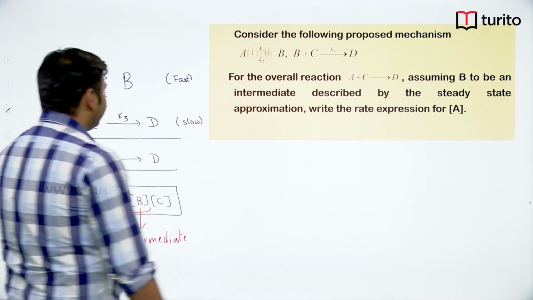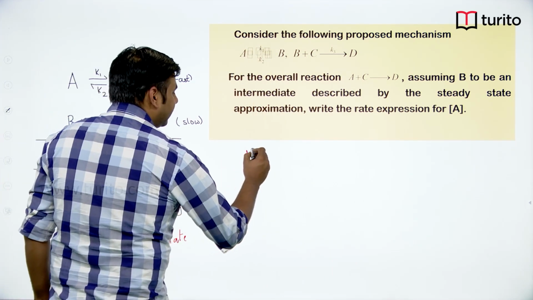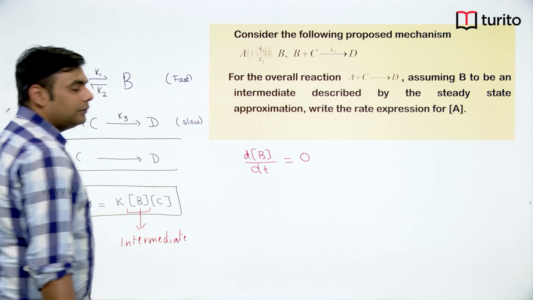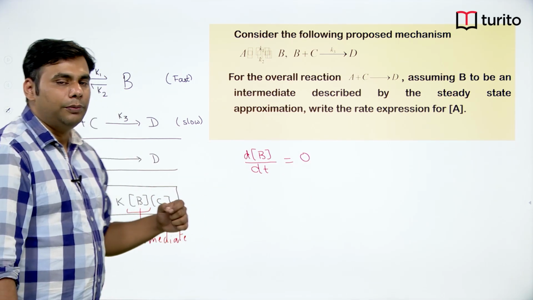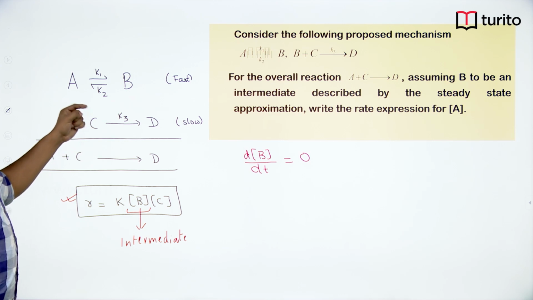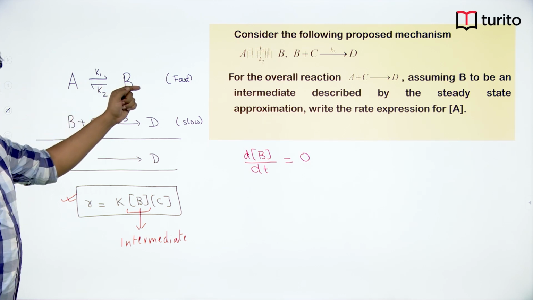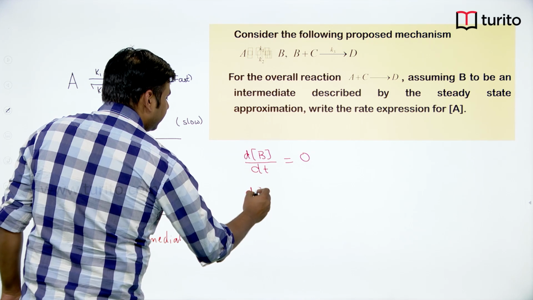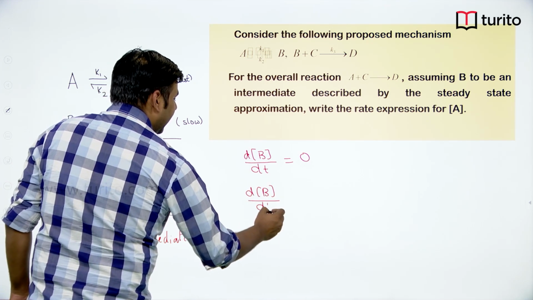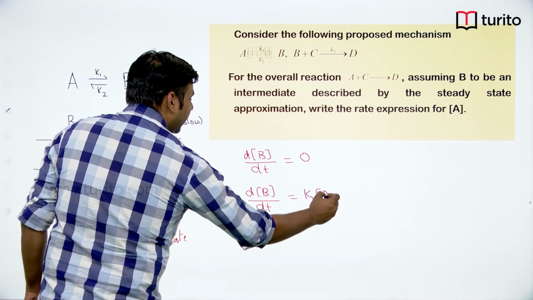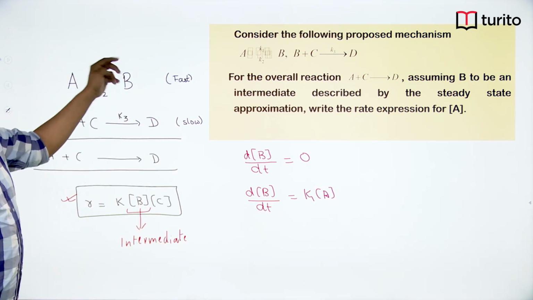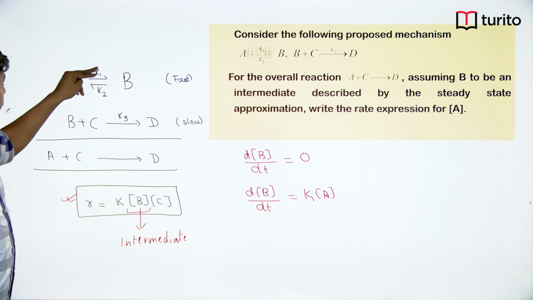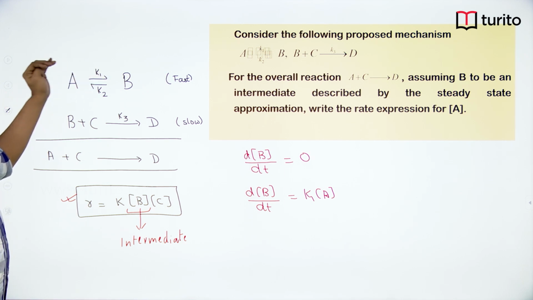Now B is an intermediate, so the change in concentration of B with respect to time is 0. I am applying the steady state approximation to B. Okay. As we can clearly see, in the first reaction B is formed. So when B is getting formed, A will be the reactant. So dB by dt I can write as K1 into concentration of A, because through this reaction B is getting formed. So I will write minus dA by dt equals dB by dt equals K1 into A. We are considering only the forward reaction.